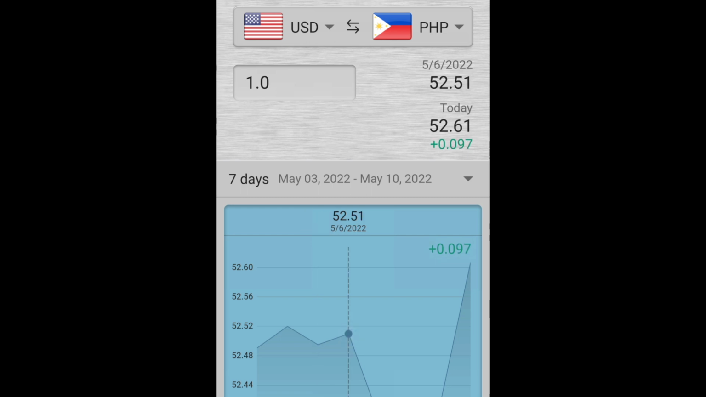For May 6, 1 US dollar is equivalent to 52.51 Philippine peso. For May 7, 52.40 Philippine peso. For May 8, 52.40 Philippine peso. For May 9, 52.41 Philippine peso. And for May 10 data today, 52.61 Philippine peso. That's the USD to PHP or Philippine peso.